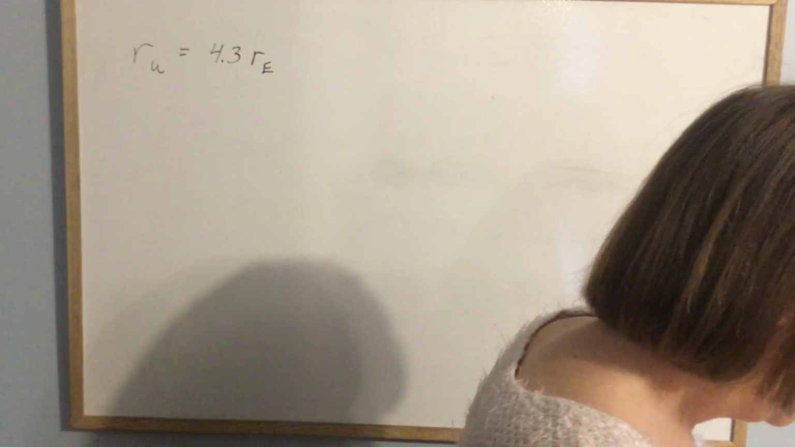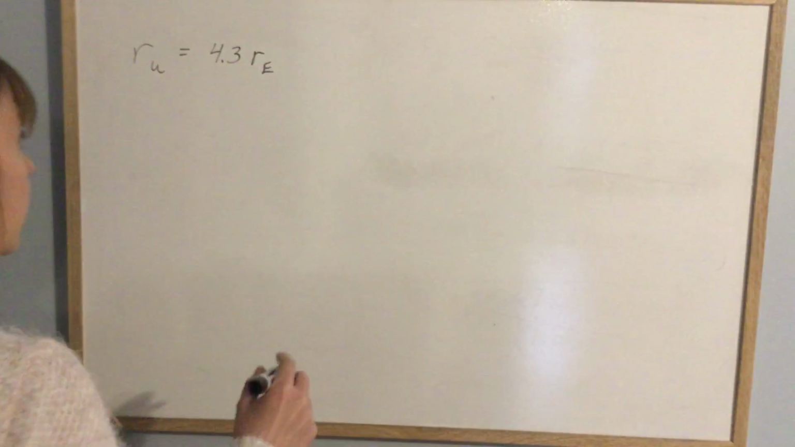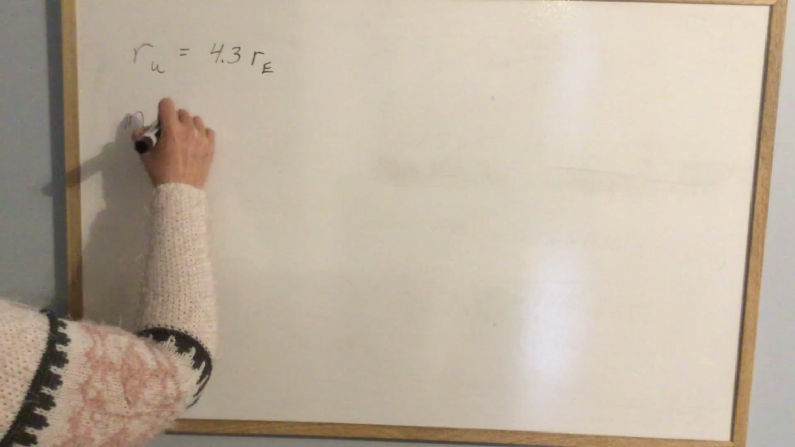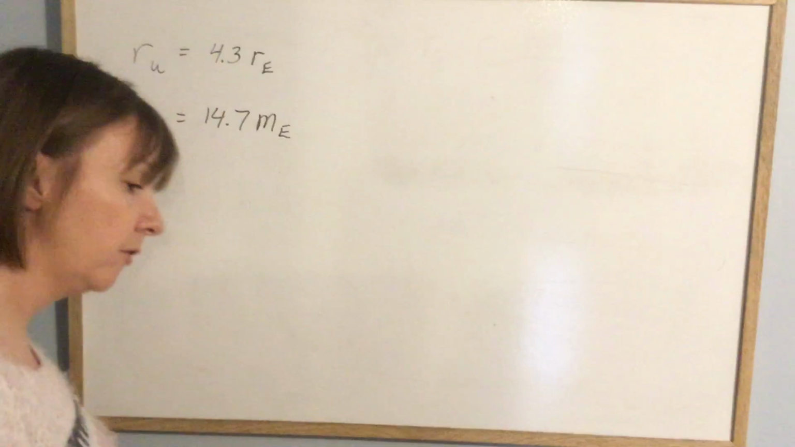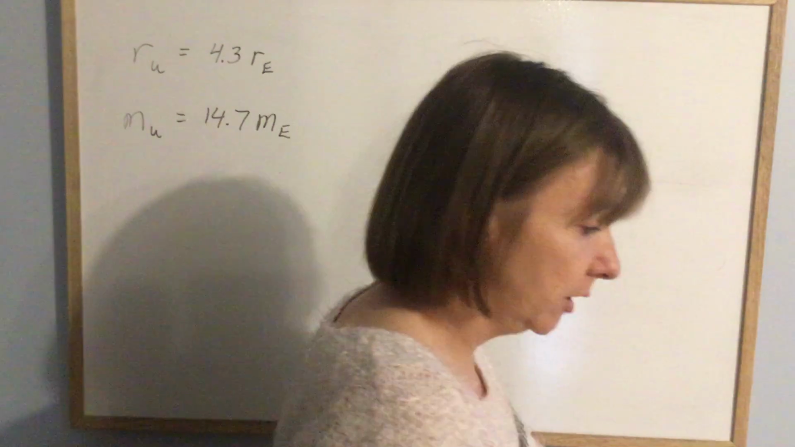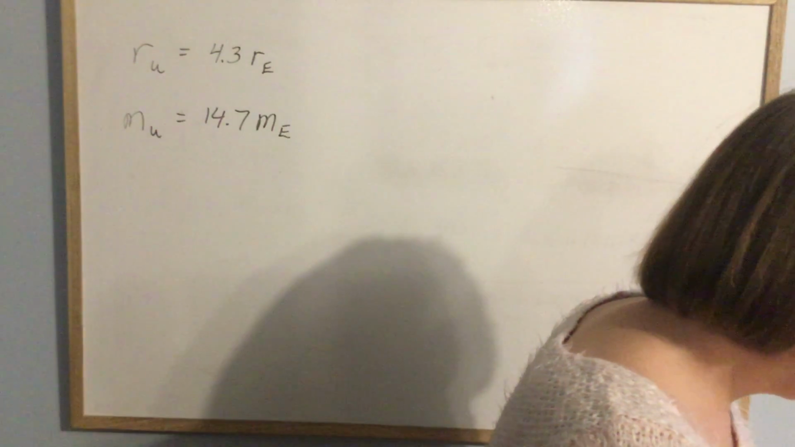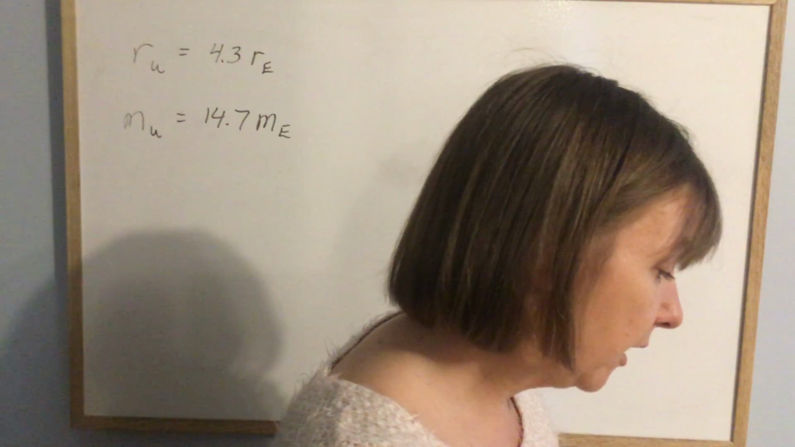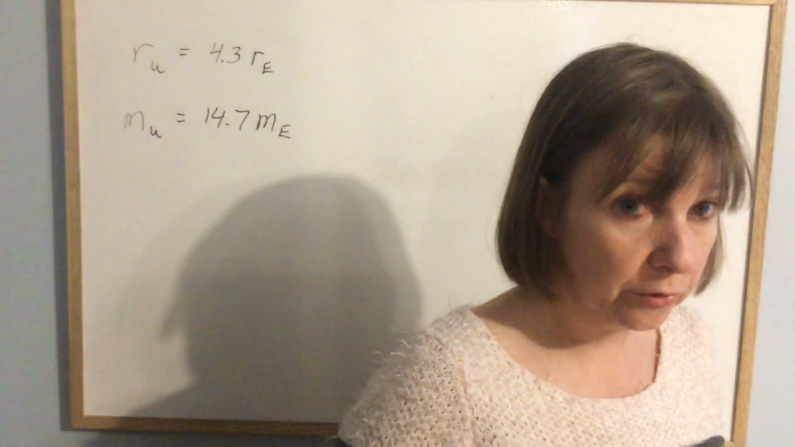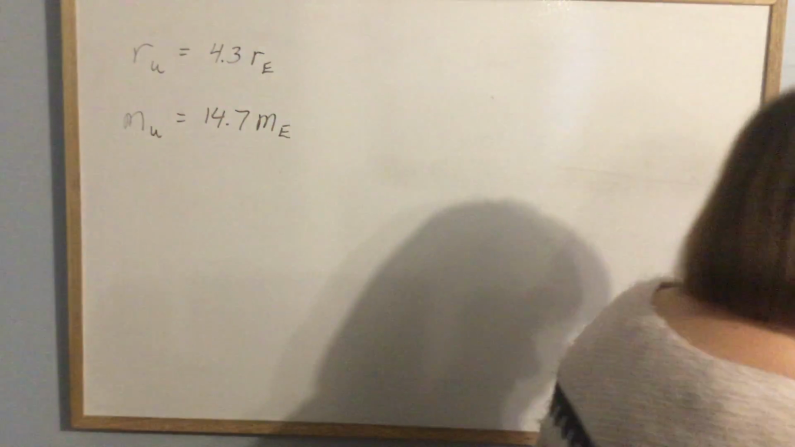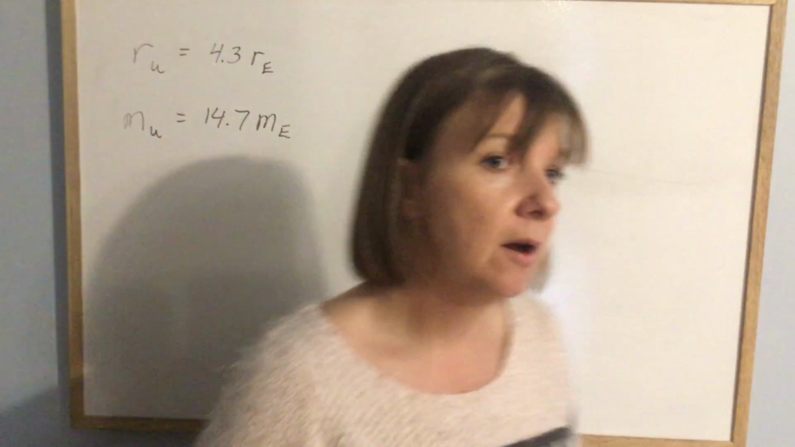The mass of Uranus is 14.7 times the mass of Earth. So the mass of the planet is 14.7 times the mass of Earth. So I don't really know what those values are. And it says, how does the gravitational force on the surface of Uranus compare to that of Earth's surface? Okay? So they're not asking you what is it, they're asking you the same type of thing.